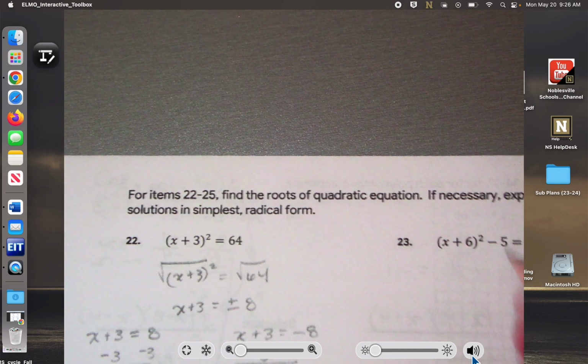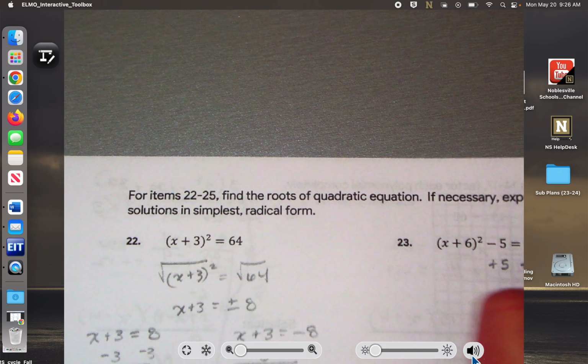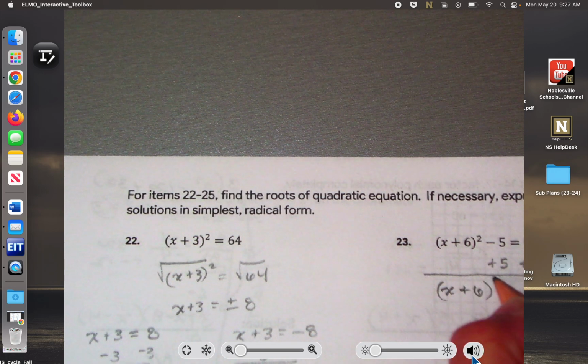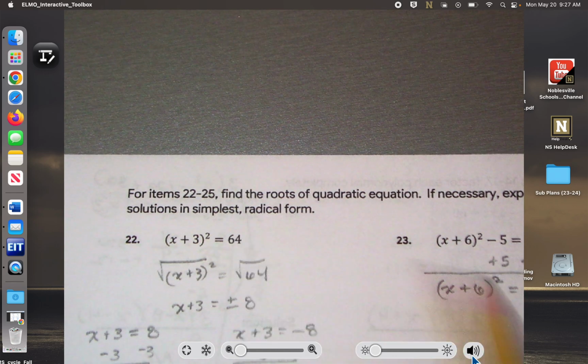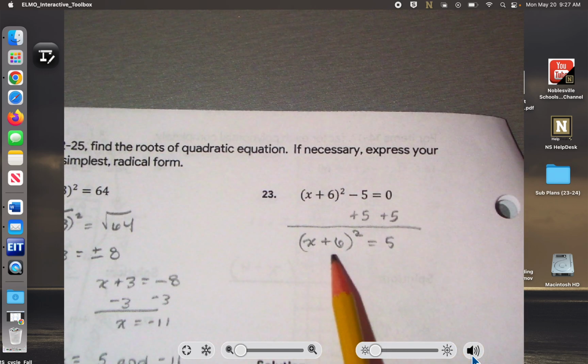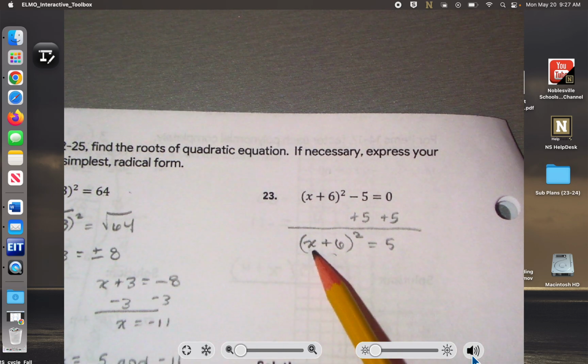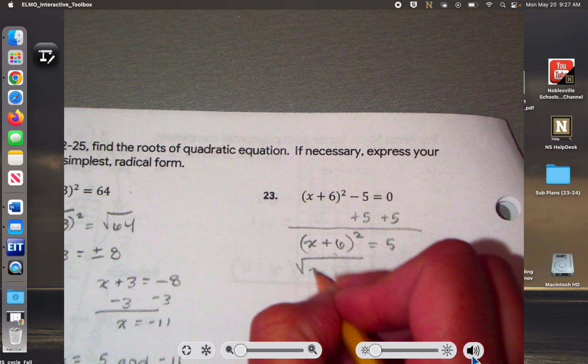So the first thing I would do here is add the 5 to both sides. So now I have (x plus 6) squared equals 5. I'm at this stage now. All I had to do was add the 5, and now these two stages are the same. I'm going to do the same thing: take the square root.